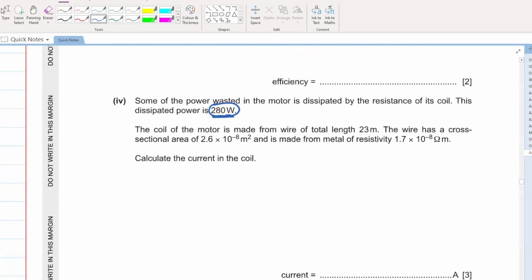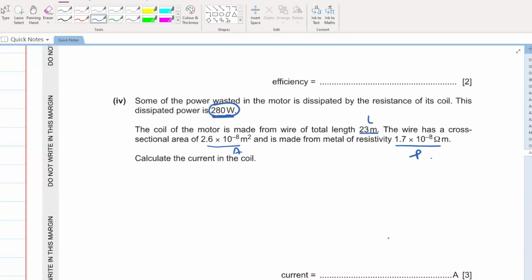Okay. The coil of the motor is made from a wire of total length 23 meters. The wire has a cross-sectional area of this and has a metal of resistivity this. The length has come, the area has come, the resistivity has come. Perfect. Can you calculate the current in the coil?